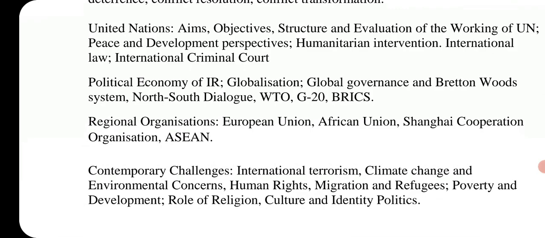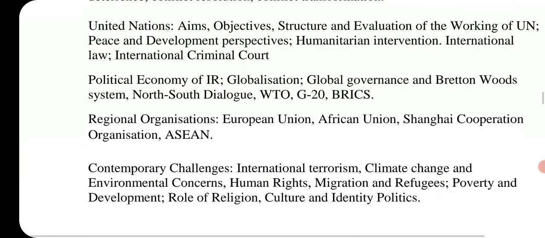Contemporary challenges, that is international terrorism, climate change and environmental concerns, human rights, migration and refugees, poverty and development, role of religion, culture and identity politics.